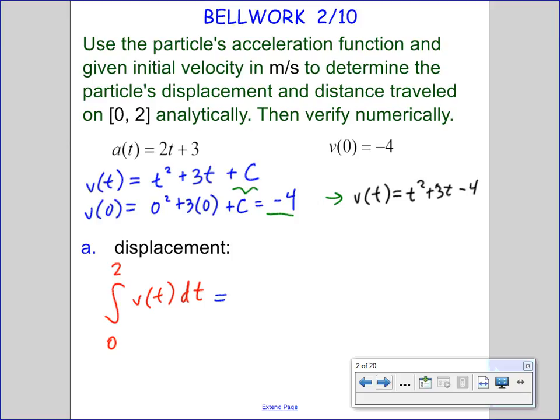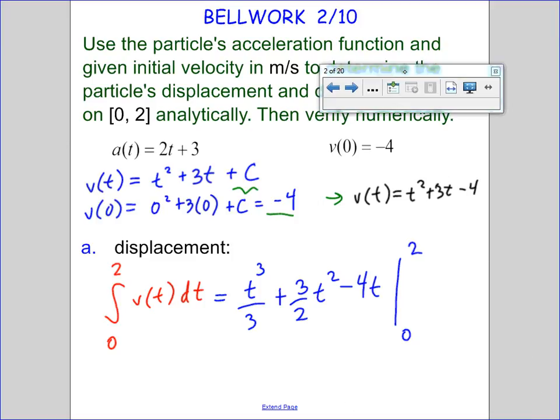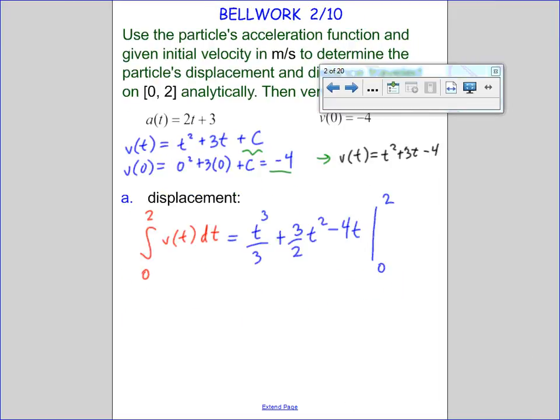An antiderivative function for velocity would be what, Courtney? 1/3 t cubed plus 3/2 t squared minus 4t. Awesome. And we can evaluate that from my lower limit to my upper limit by plugging in that upper limit all the way through in accordance with the fundamental theorem of calculus, plugging the lower limit all the way through, working it out and subtracting. So let's do it. Ready, go.